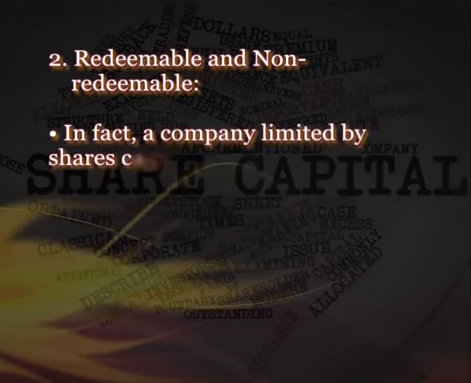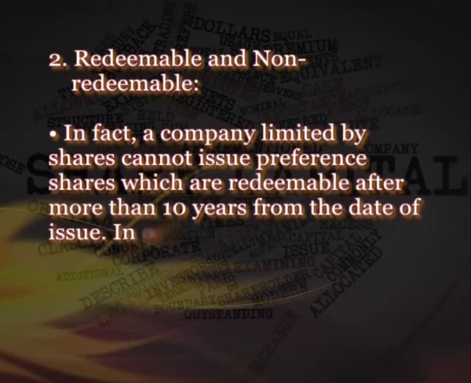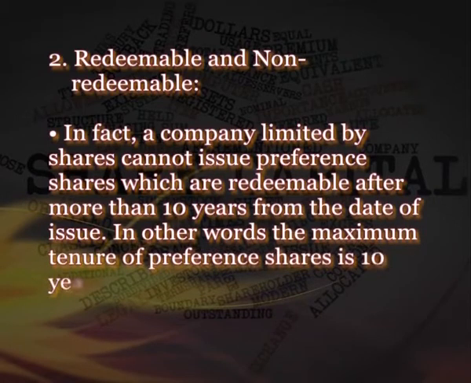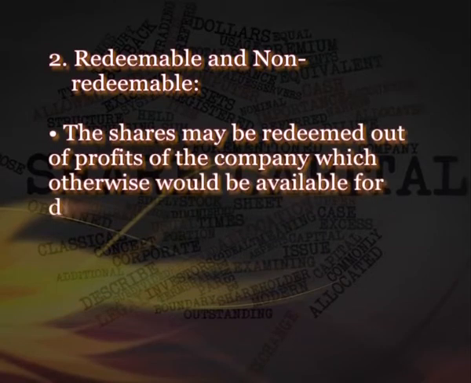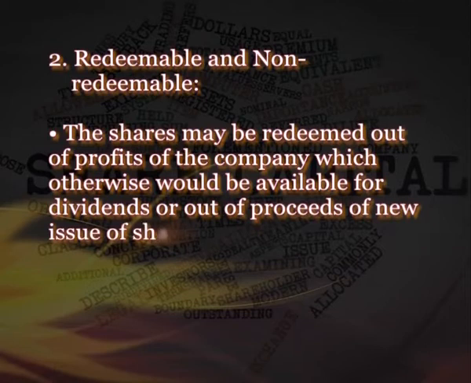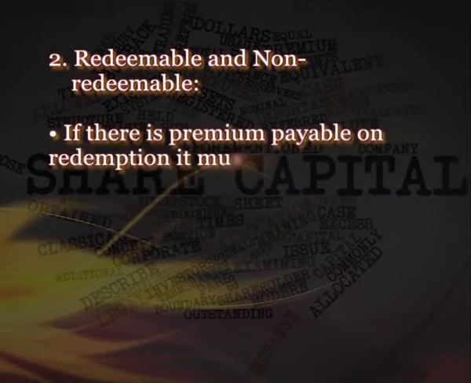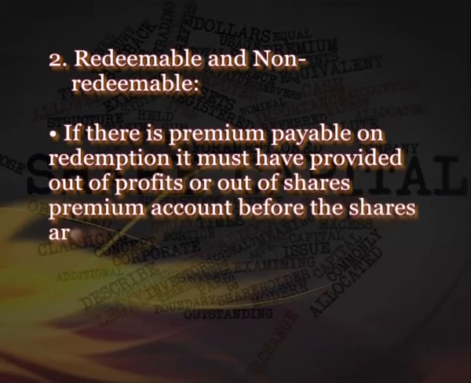In fact, a company limited by shares cannot issue preference shares which are redeemable after more than 10 years from the date of issue. In other words, the maximum tenure of preference shares is 10 years. The shares may be redeemed out of profits of the company which otherwise would be available for dividends or out of proceeds of a new issue of shares made for the purpose of redeeming shares. If there is a premium payable on redemption, it must be provided out of profits or out of the share premium account before the shares are redeemed.